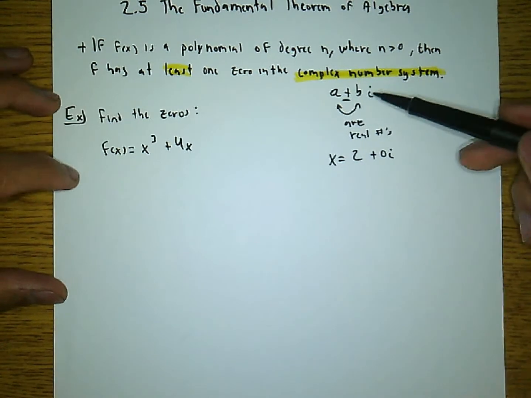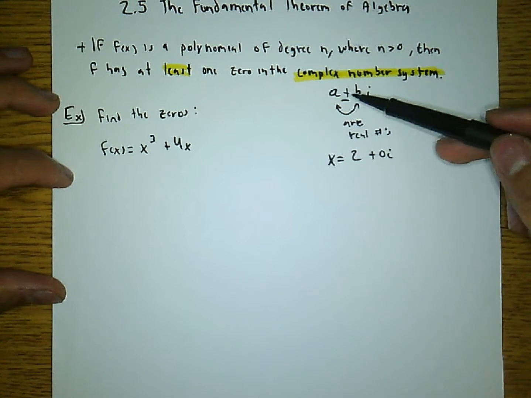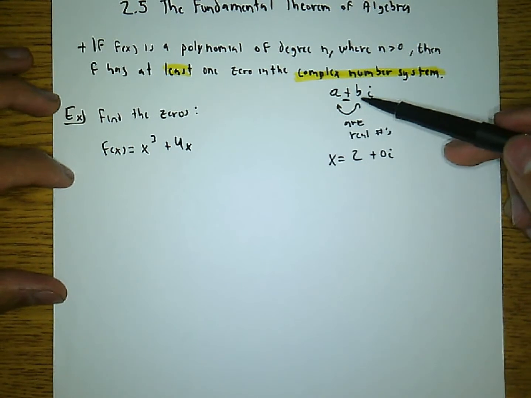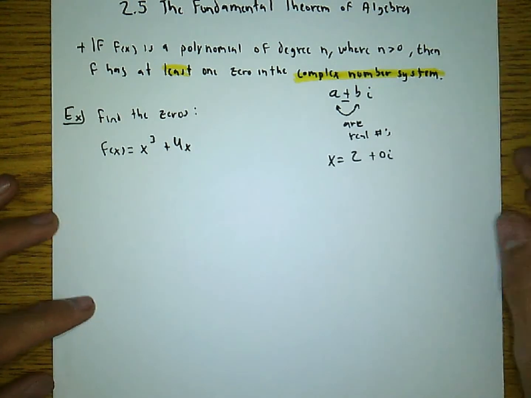You don't have to have an imaginary part in order to be considered part of the complex number system, or vice versa. You don't have to have a real number in order to be considered part of the complex number system. Okay, so let's go ahead and start out with an example to show you that this is true.